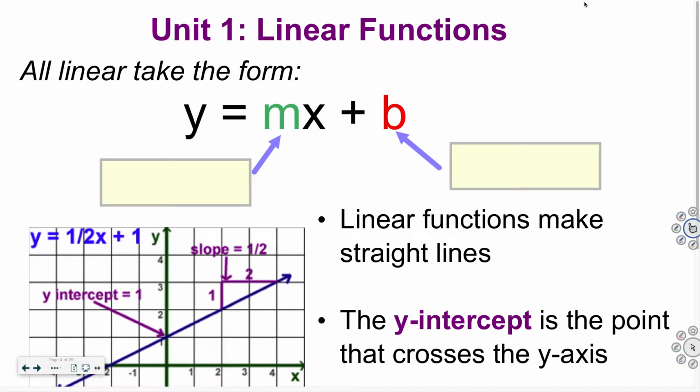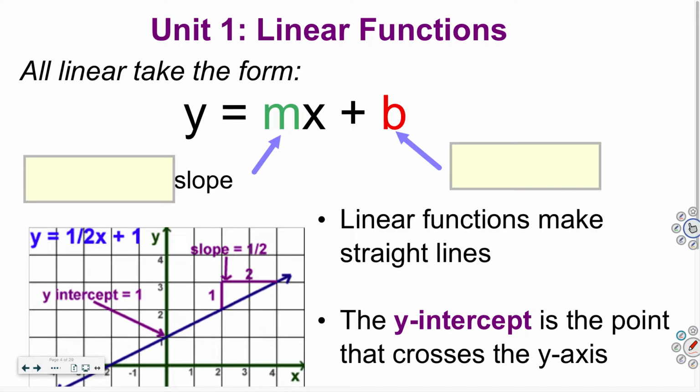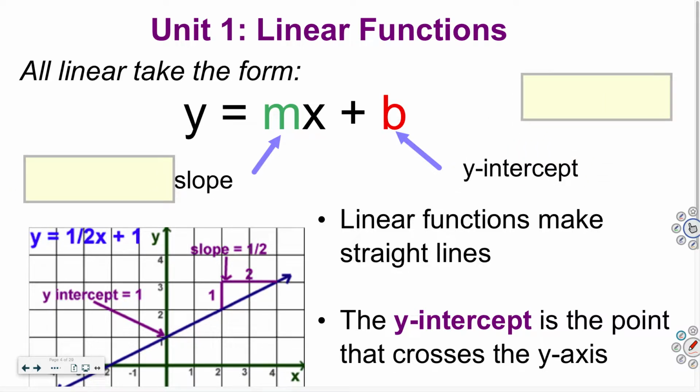All right, so for our final exam review, part one, unit one, linear functions. All linear functions take the form of y equals mx plus b, unless of course they're in standard form. M is the slope, b is the y-intercept. You can always write your y-intercept as (0, b). That's how you write it as an ordered pair. Linear functions make straight lines. The y-intercept is where it crosses the y-axis.